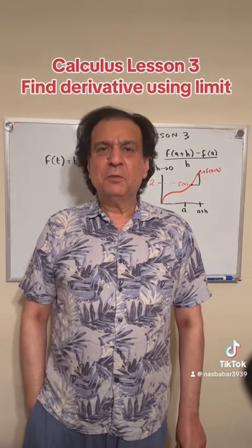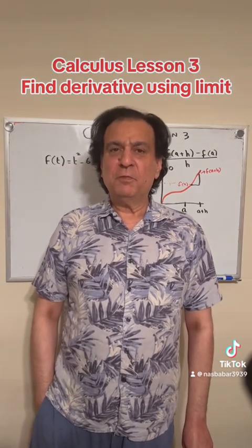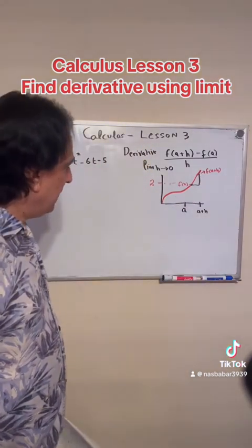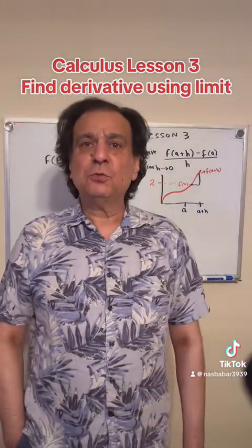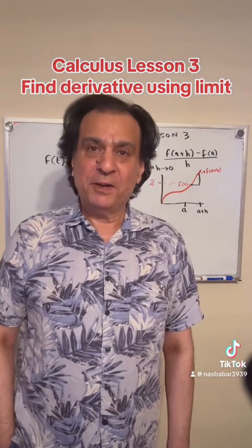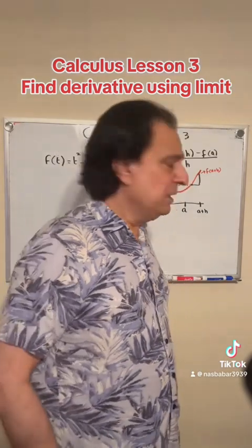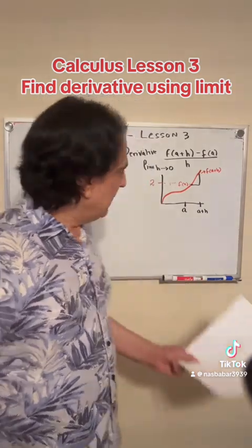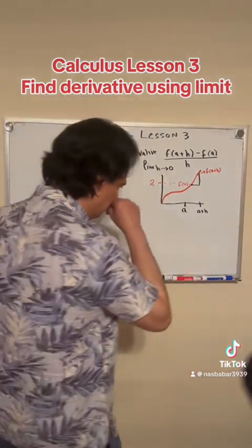I'm back with an example of a function which is plotted on this graph right here, and we are asked to find the slope or derivative of that. So we're going to use the limit approaching 0 and try to see if I can find that out.